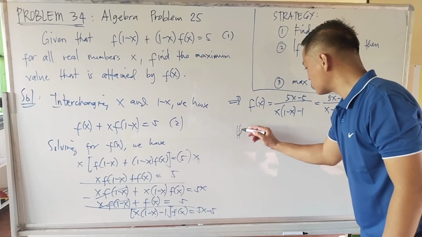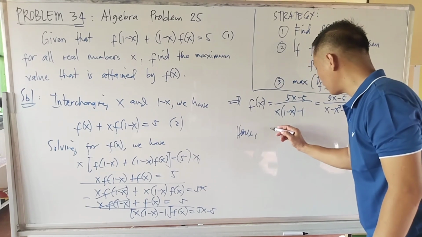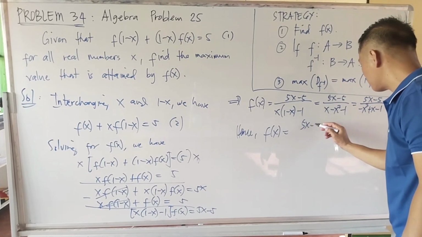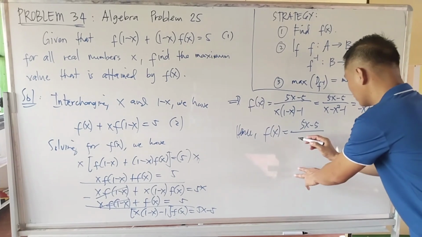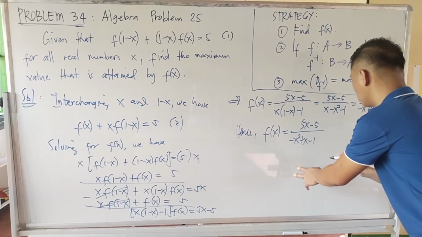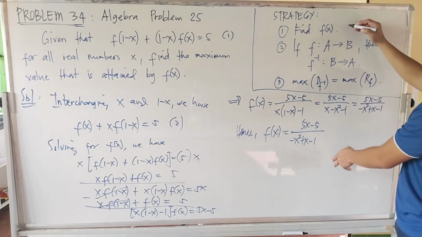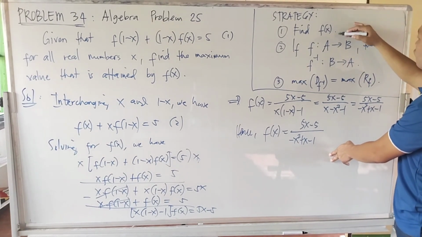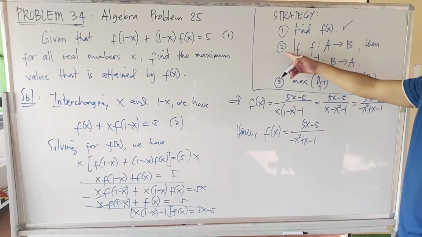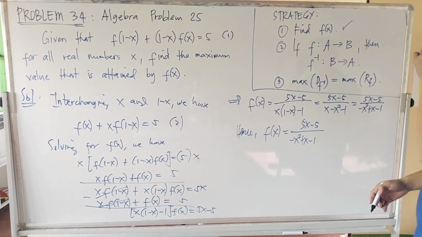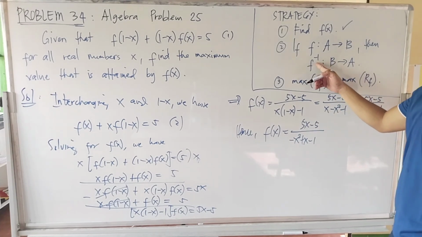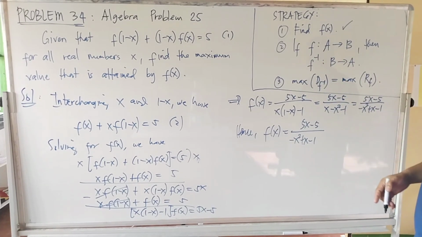Okay? Hence, f of x is equal to 5x minus 5 over negative x squared plus x minus 1. So we now found the equivalent expression for f of x. So we are done with this. Now, let us proceed to the second part of our strategy. So we need to find the inverse function of f.